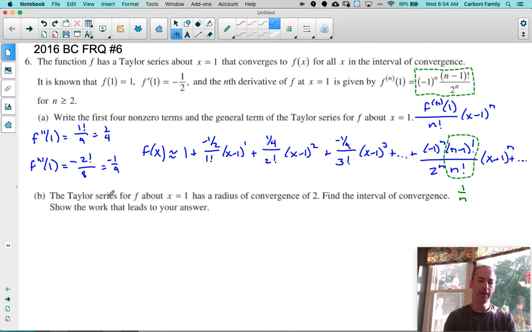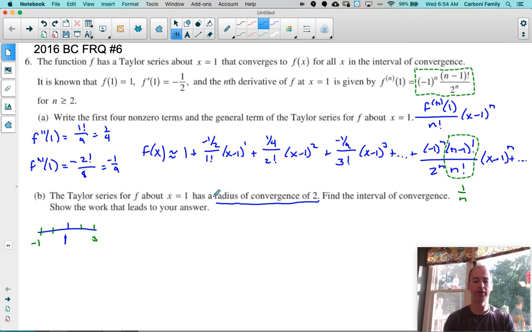Moving on to B: the Taylor series for f about 1 has a radius of convergence of 2. That is a gift from the gods, because when you are asked for the interval of convergence, your first thought probably is to do the ratio test. However, the whole point of the ratio test is to find the radius. Knowing that the radius of convergence is 2 and that we are centered at 1, I can just count 2 units to the right. That'll put me at 3, and 2 units to the left will put me at negative 1. And I already have the endpoints of my interval.